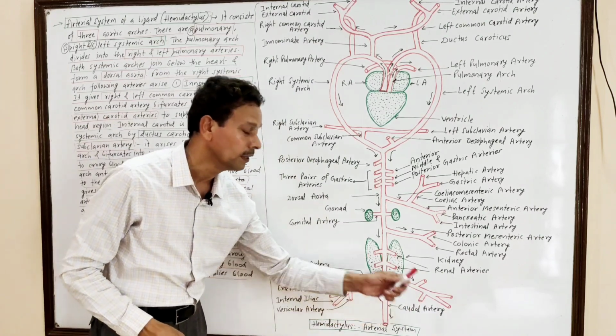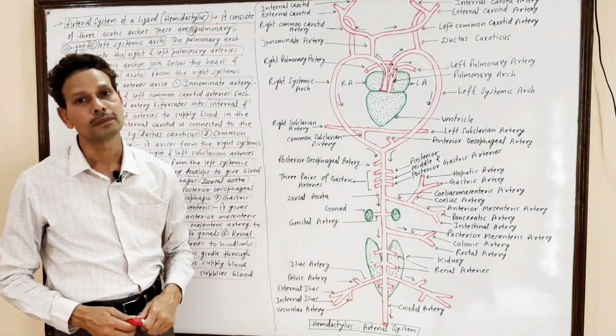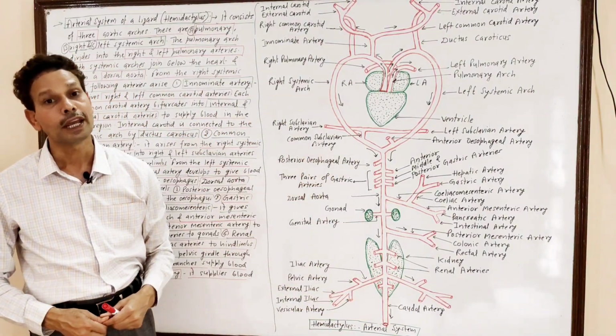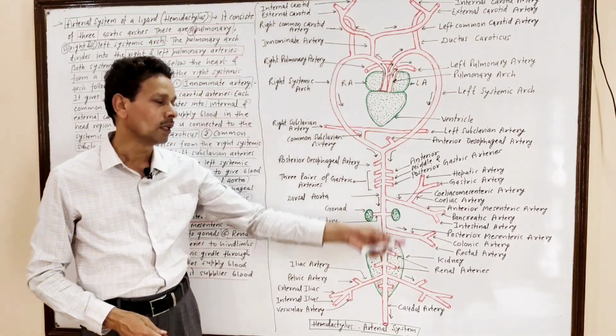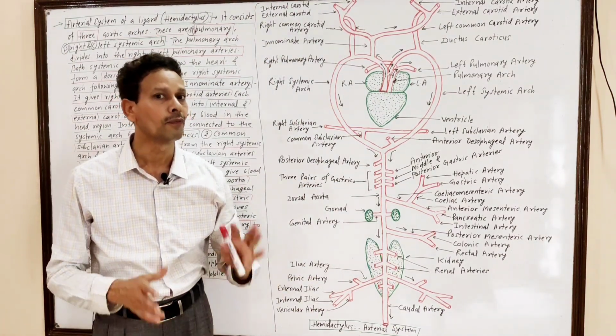This caudal artery gives oxygenated blood to tail muscles. This is all about arterial system of wall lizard.